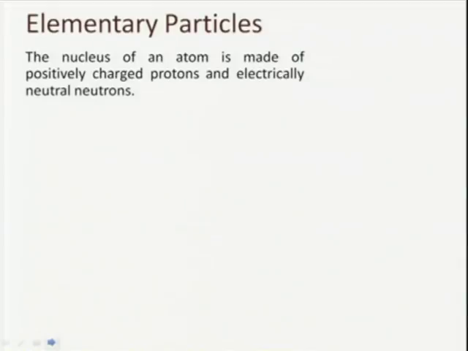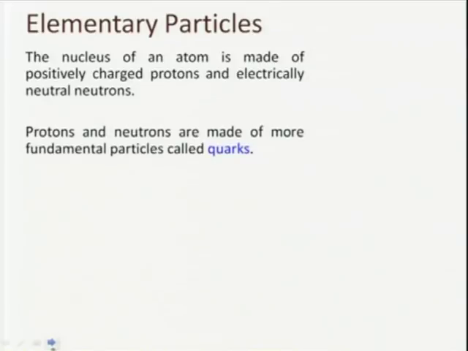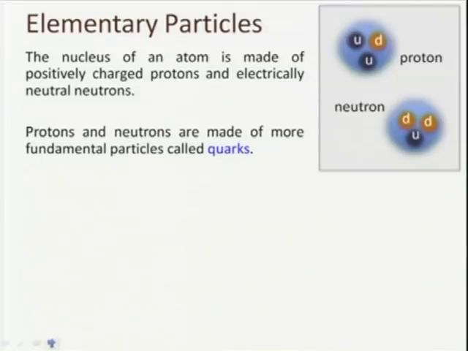We know that the nucleus of an atom is made of protons, which are positively charged, and neutrons, which are electrically neutral. Protons and neutrons are made of more fundamental particles called quarks. This we know from scattering experiments, which tell us information about the interiors of protons.